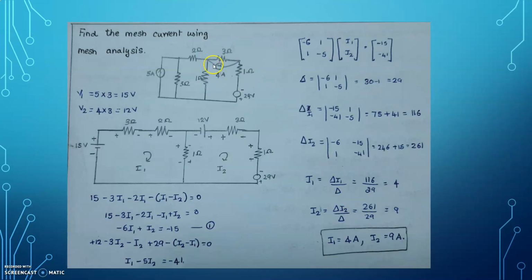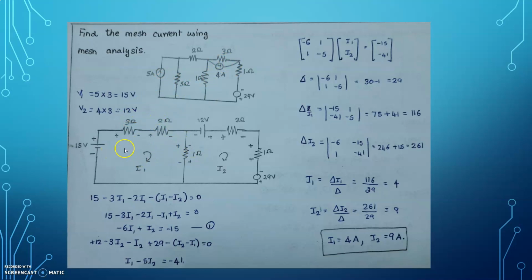Next, this problem: consider this as a DC supply. Find the mesh currents using mesh analysis. This is our given circuit. In this circuit, these two are current sources, so convert these current sources into voltage sources. How do we convert a current source into a voltage source? First find the voltage, V is equal to I into R. So 5 into 3 is 15 volts. You put it as the voltage source and replace the parallel resistors in series. A similar procedure applies for this one, and all other elements are as they are.